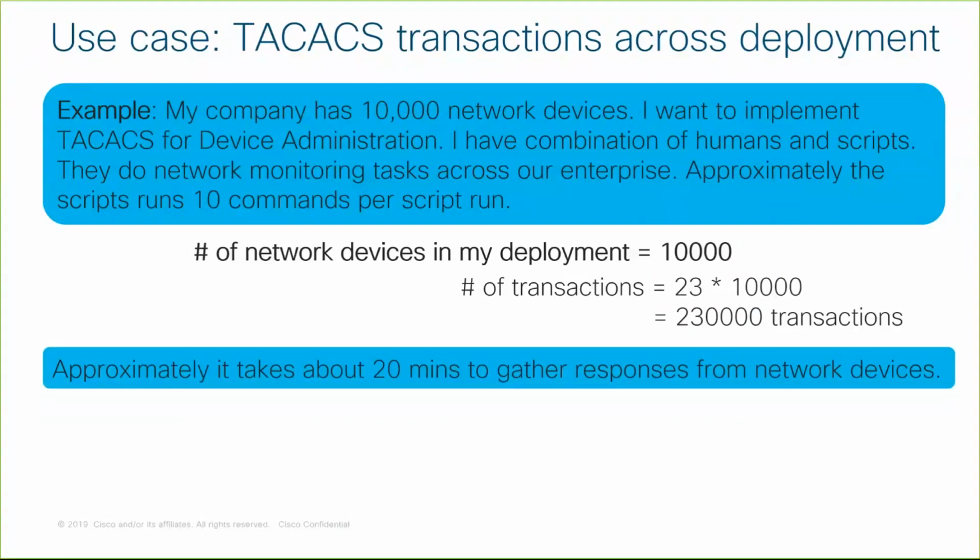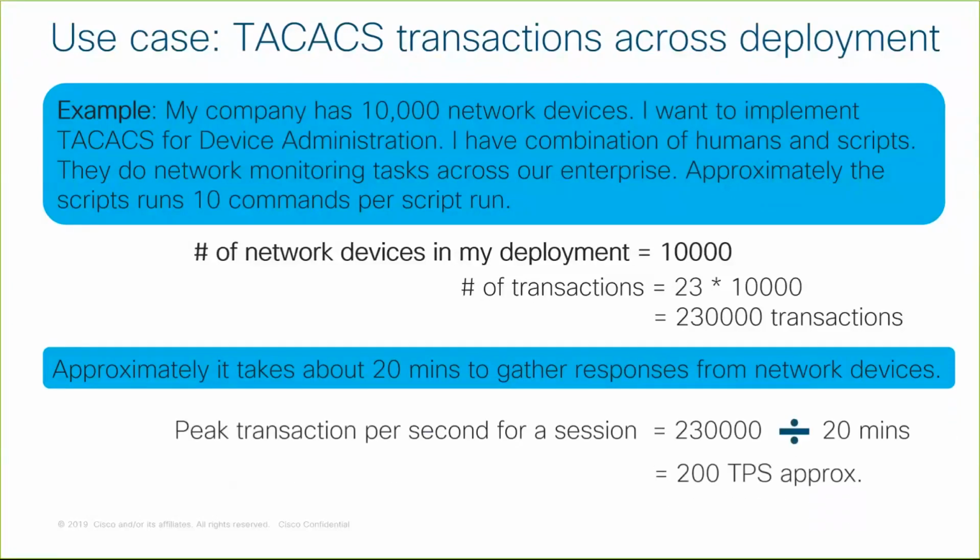Now, what we are interested in is to calculate the transactions per second. For that, you need to approximate certain things. Say, for example, you have scripts that gather information from all these 10,000 network devices, and it takes around 20 minutes for the script to complete its task and log out, right? So we are approximating it. It could take more or it could take less, but we are using this number.